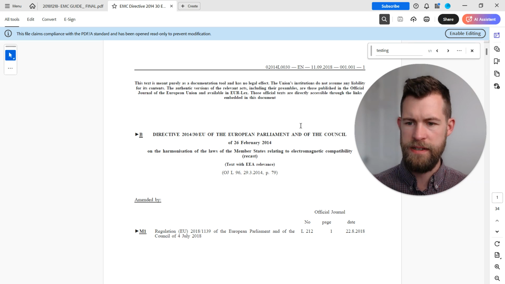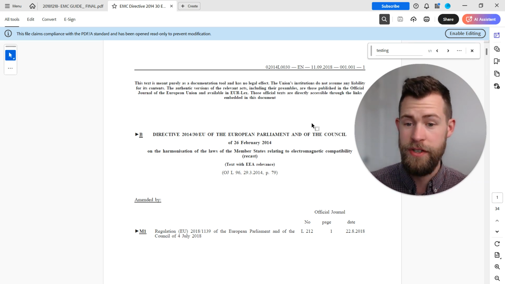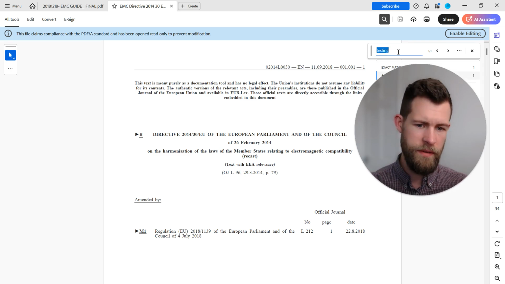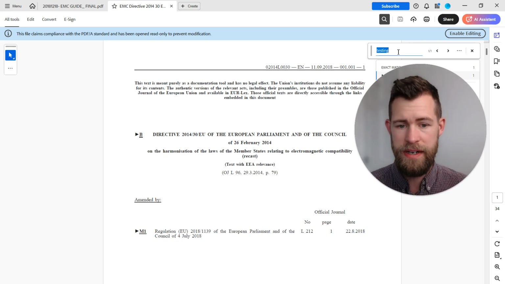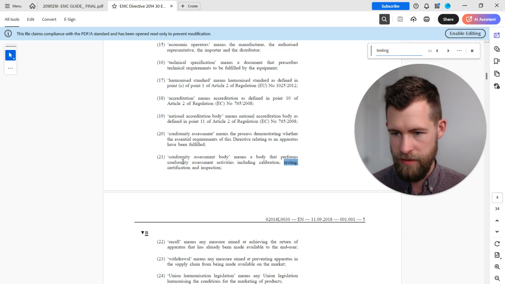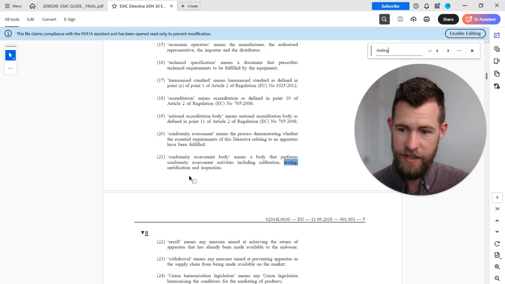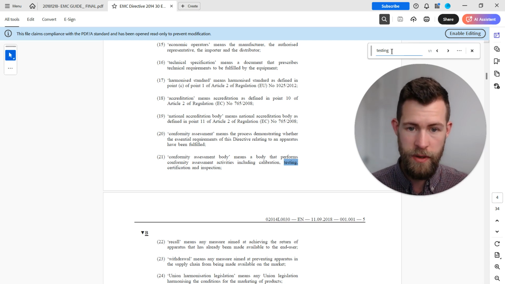But one of the things that I get into and chat about is the fact that the EMC Directive doesn't mandate testing of your machinery. So I'm going to prove that just by searching "testing" within the EMC Directive, and we get one result. What is that result? Well, it's talking about conformity assessment bodies. It's just giving a definition. It means a body that performs conformity assessment activities, including calibration, testing, certification, and inspection. And there are no other search hits.